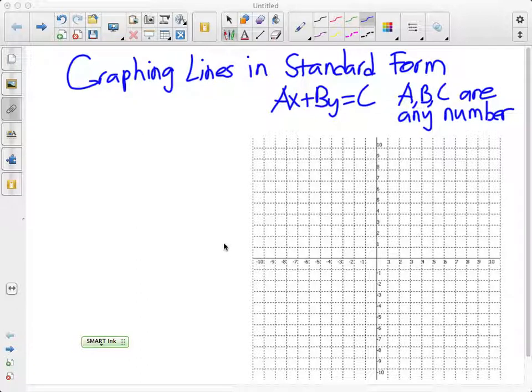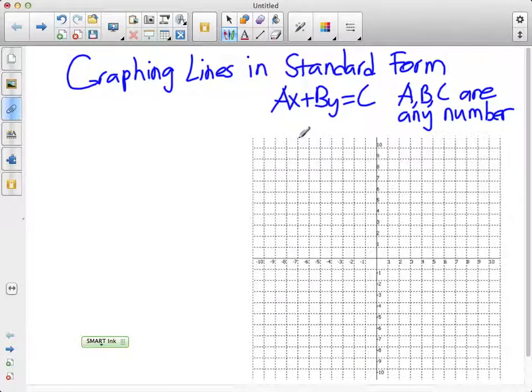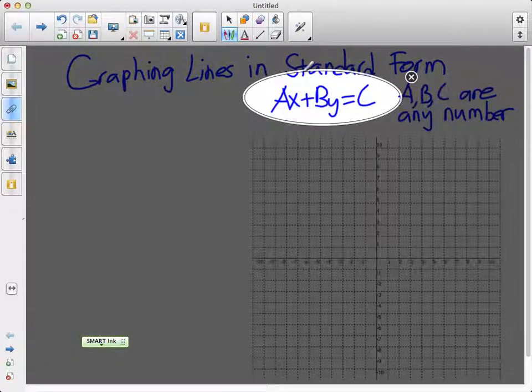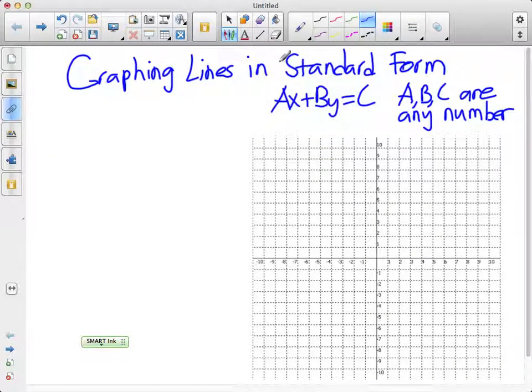Standard form is when instead of mx plus b you have something like ax plus by is equal to c. So it might look like, if we have numbers, 3x plus 2y equals 10. So there we have a line that's in standard form.